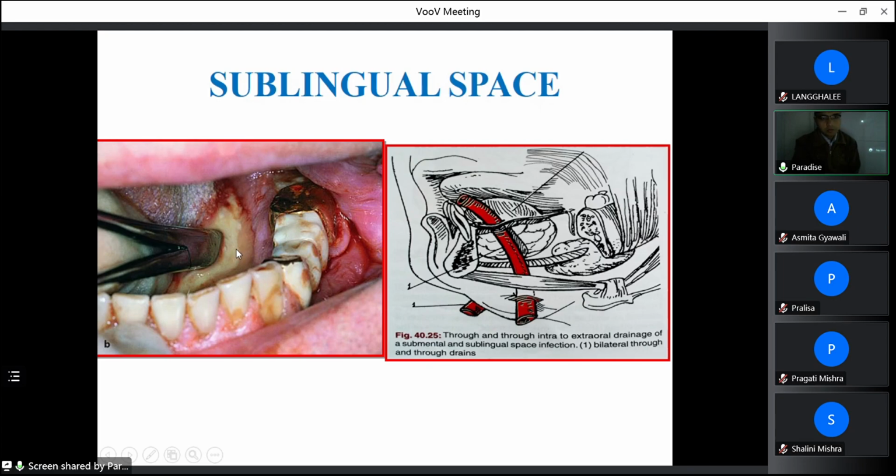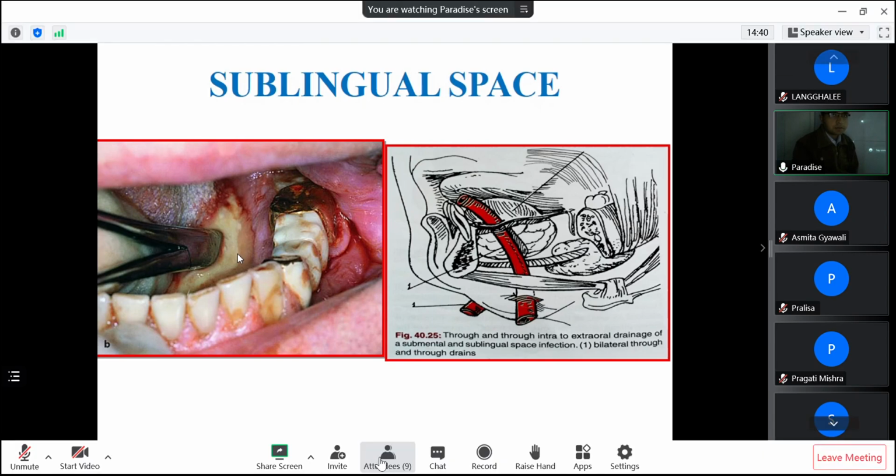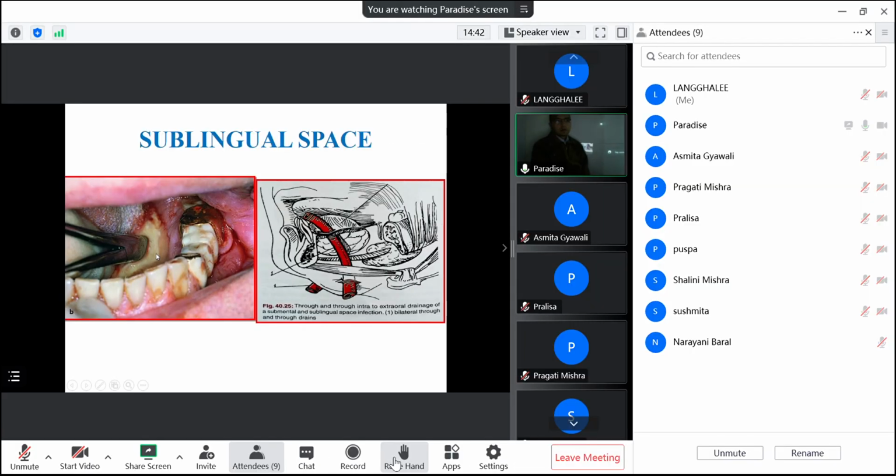So what will you do? Because the culture sensitivity testing report may take at least 24 hours. So what will you do for 24 hours? Will you prescribe any medications or not? After incision and drainage, and before you get the culture and sensitivity report, you have to prescribe the medication that is known as empirical therapy. Empirical therapy means you can use any broad spectrum antibiotics. Once you get the report of culture and sensitivity, then you have to change the antibiotic.